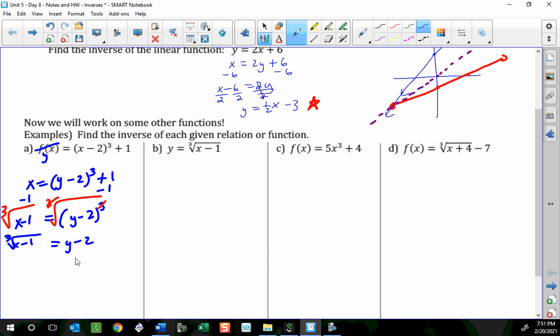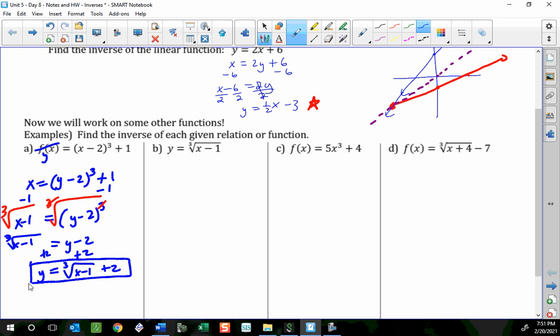And so then I need to bring my 2 over to the other side, so I'm adding 2 to both sides. And I'm going to write my y equals over here, which is kind of backwards. So what I have right here is cube root of x minus 1, and the plus 2 is on the outside of the cube root, so plus 2. All right, so there is your answer.